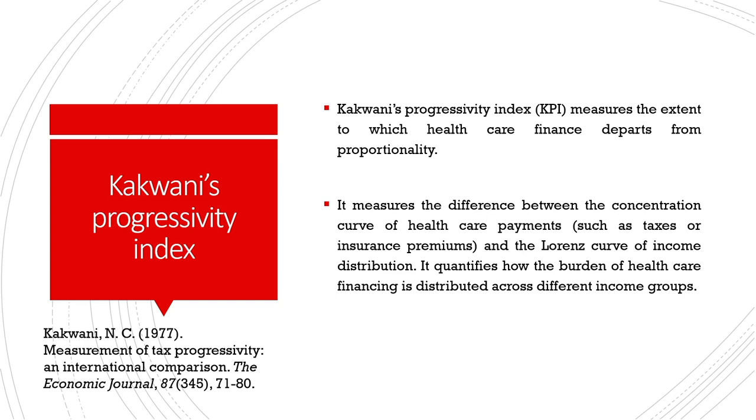I will presently give some more details about how this is calculated, but here primarily we are looking at the difference between how much is spent on healthcare financing vis-a-vis the income distribution of individuals within the society, and both of these together tell us the burden of healthcare financing and how it is distributed across different income groups. So, in that sense, you can look at this progressivity index as some kind of an inequality measure with respect to healthcare financing.